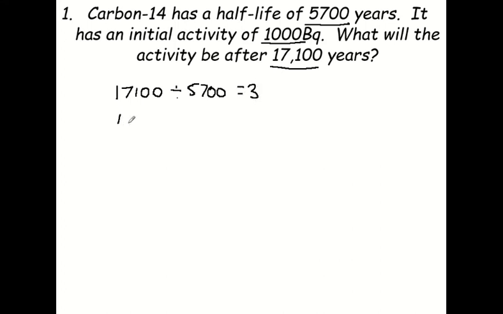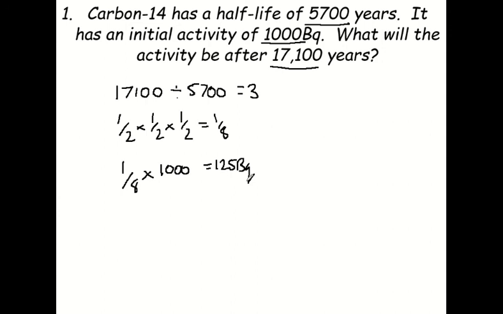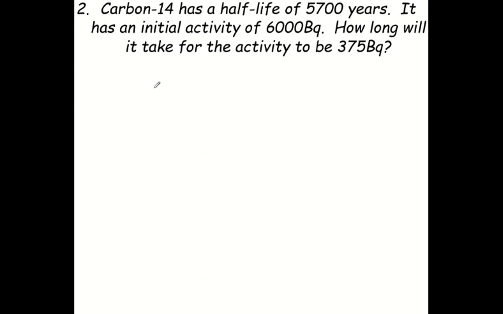Then what we need to do is obviously work out half times a half times a half, which gives us an eighth. And then to work out the activity is just an eighth times 1,000, which gives us 125 becquerels. So if you got that right, give yourself a mark. Okay, so carbon-14 has a half-life of 5,700 years. It has an initial activity of 6,000. How long will it take for the activity to be 375?